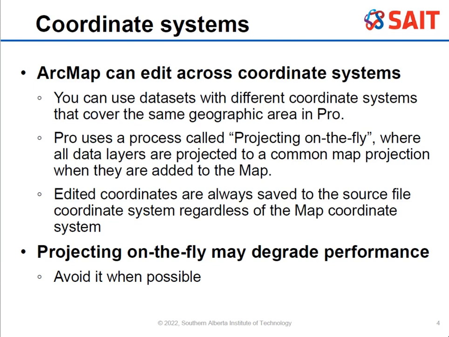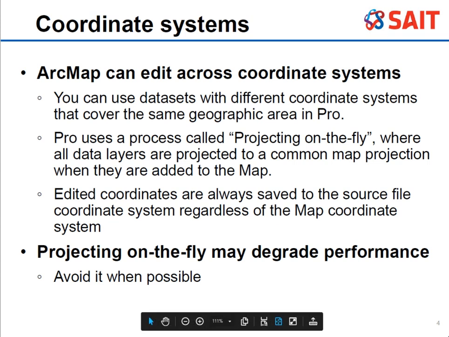So if you edit coordinates, they're always saved to the source file, regardless of the map coordinate system. So if you move something based on another coordinate system, like with projecting on the fly, it still saves that change in the source file. So it's not relying on the map in the visualization.